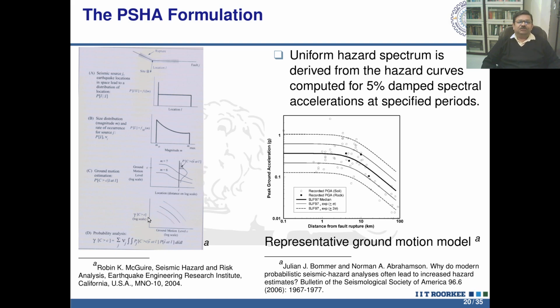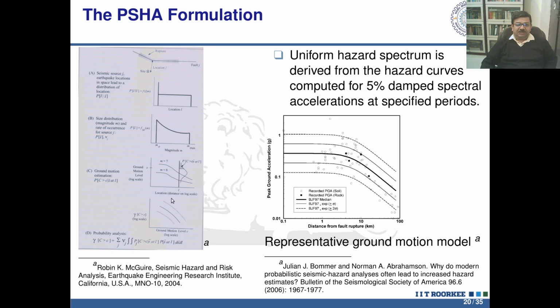So 1 over 475, we pick from here and then go horizontally and then work out our way, which way it is going to be. And that is how uniform hazard spectra are actually worked out. Right, so the critical motion, all this comes from the data.